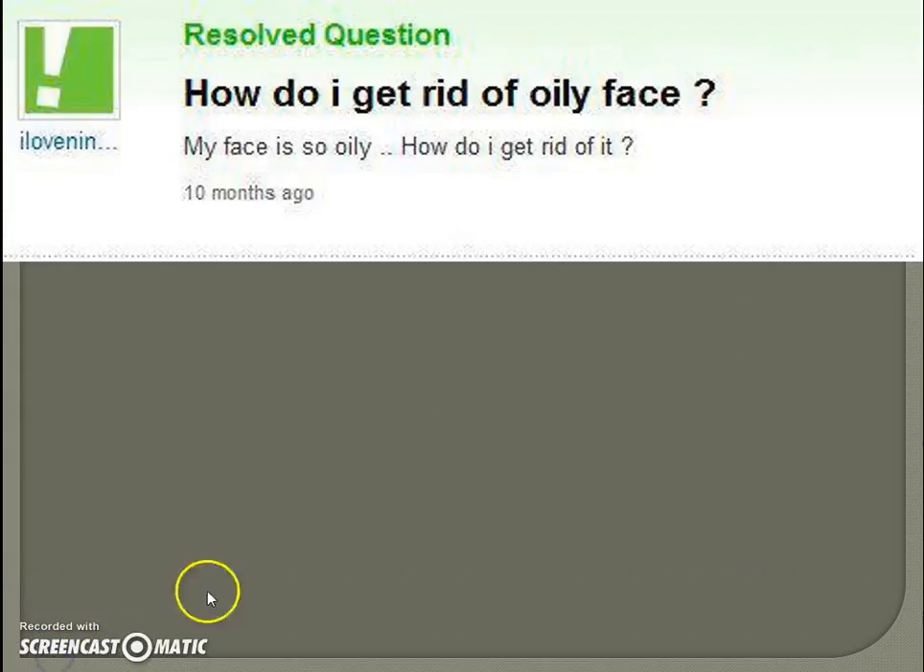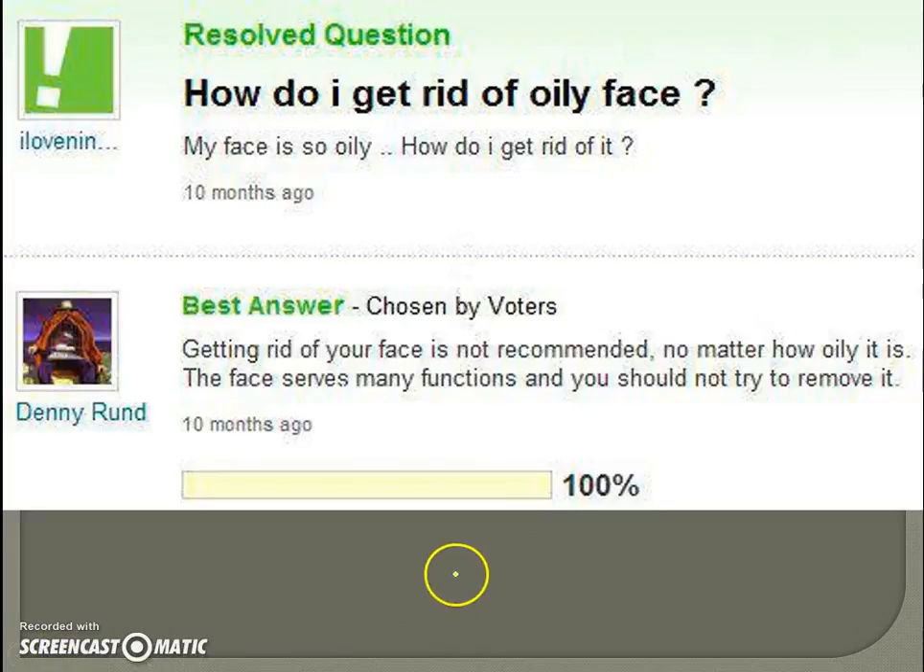So I like going on to these websites every now and again. They have these questions, and this was one that I thought was good. How do I get rid of an oily face? That's not really a bad question, especially since teenagers sometimes deal with this, so this is probably relevant to some of you. My face is so oily. How do I get rid of it? This was the best response I saw. Getting rid of your face is not recommended no matter how oily it is. The face serves many functions, and you should not try to remove it. Words of wisdom for you today.